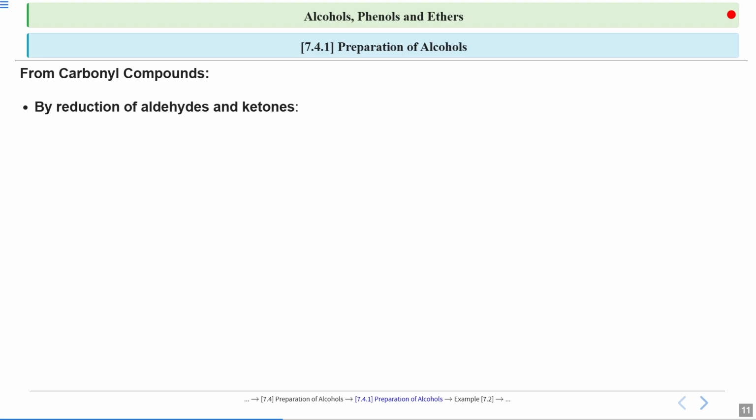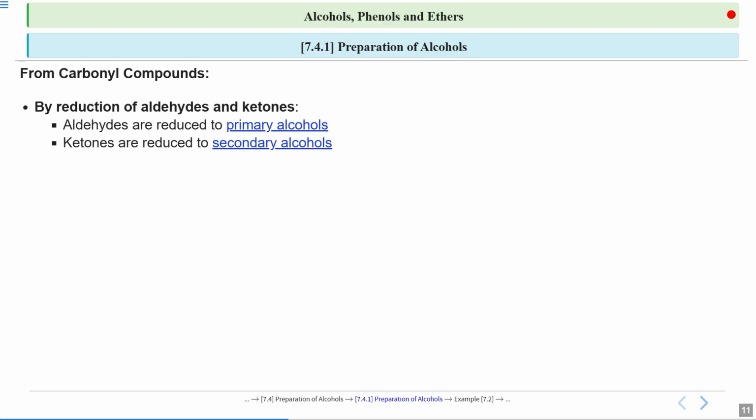So by the reduction of aldehydes and ketones, you can get alcohols as the product. Aldehydes containing the CHO group are reduced to primary alcohols, whereas ketones are reduced to secondary alcohols, because ketones are RCOR, so the C double bond O is present in between 2 alkyl groups.